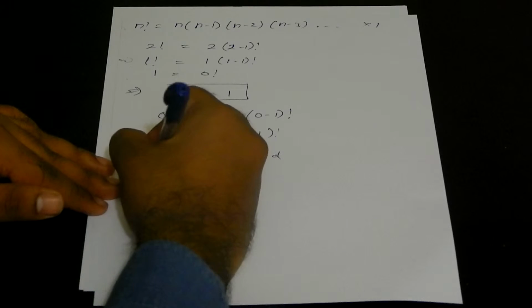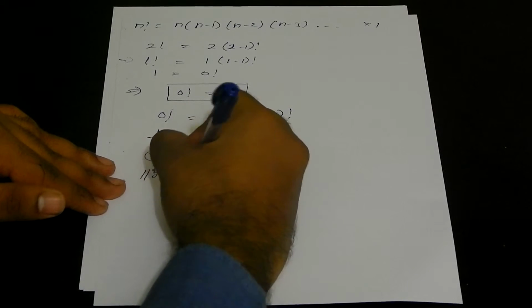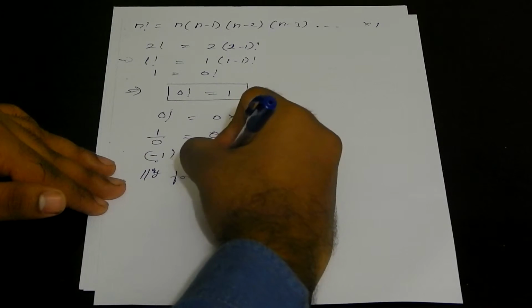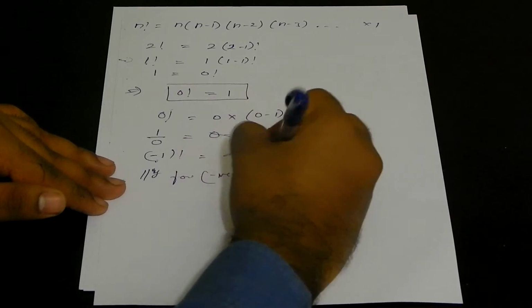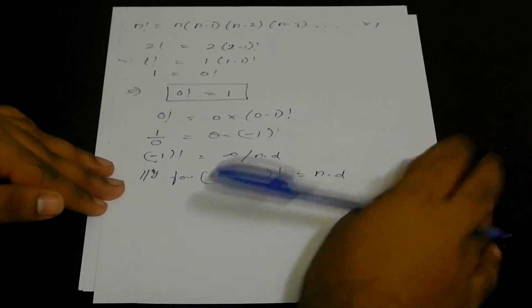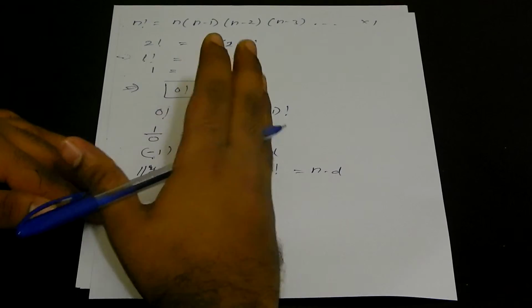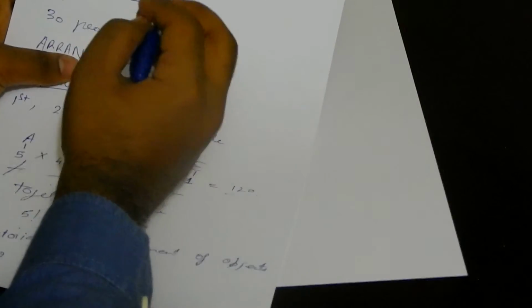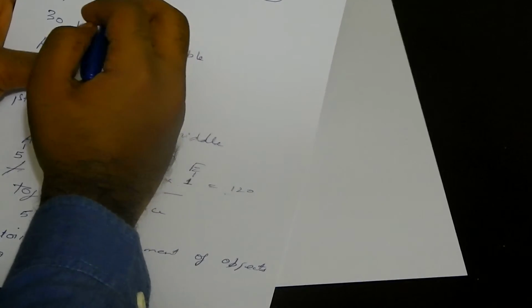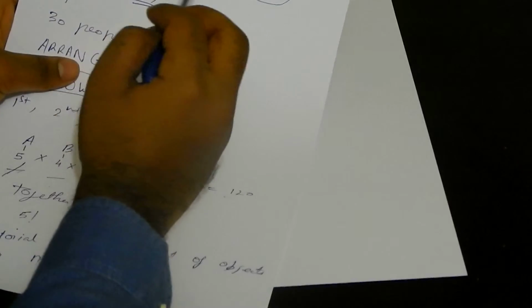Similarly, for any negative number, its factorial would be not defined. So we have proved our main 2 questions for the day, which is 0 factorial is equal to 1 and the factorial of a negative number is not defined through the concept of factorial.